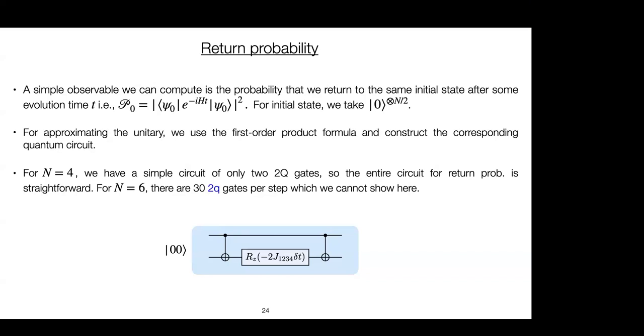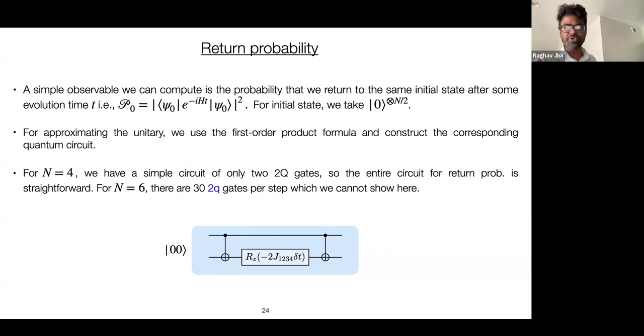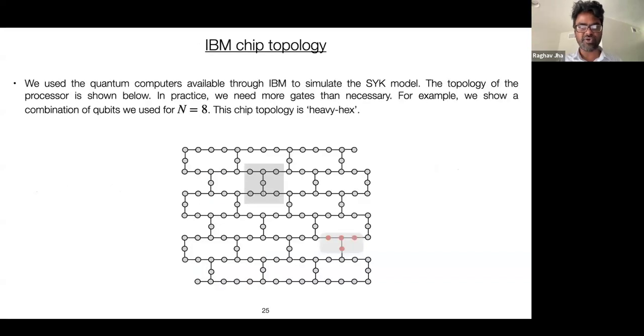Okay, so we compute two things. The first thing we compute is the return probability. Return probability is simple. You start with some state, you act with a unitary operator, and you get to a final state, and then you take an overlap of the final state and the initial state. So, for example, n equal to 4 circuit is shown here. N equal to 6, for example, will need 32 qubit gates, as was shown before.